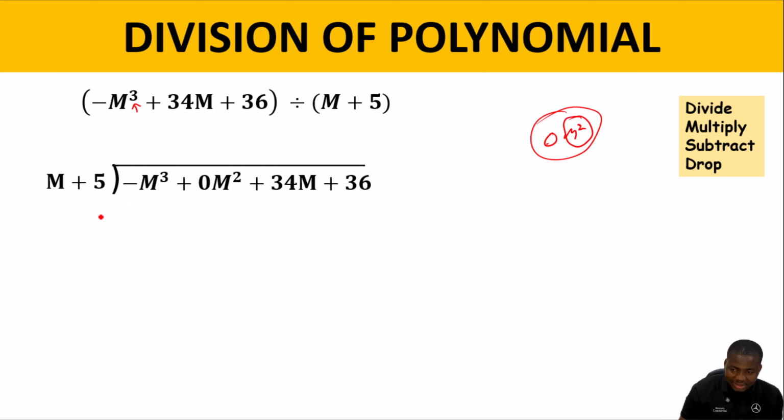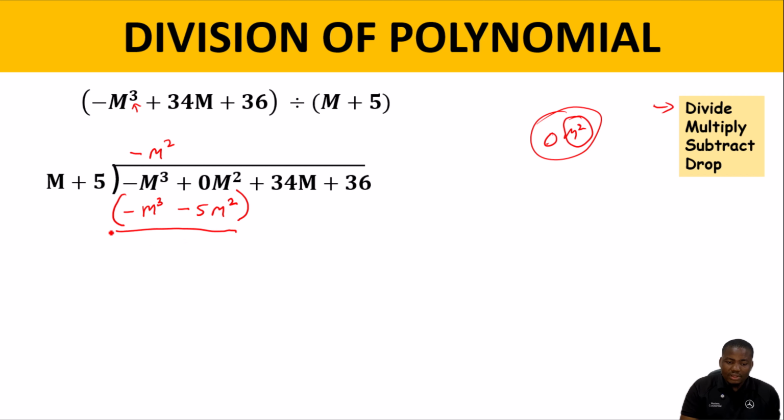Now, the same thing, the first thing we divide, m cube, negative m cube divided by m is negative m squared. Then negative m squared times m is negative m cube. Then negative m squared times 5 is negative 5m squared. Now we subtract this from what we have here. When we subtract this, this will give us 0.